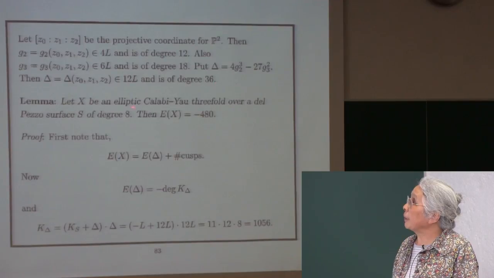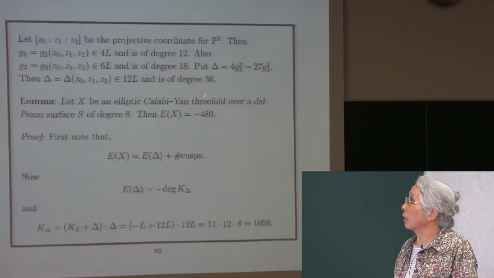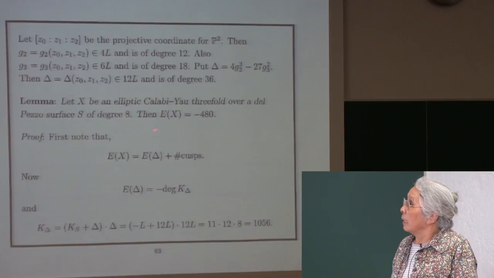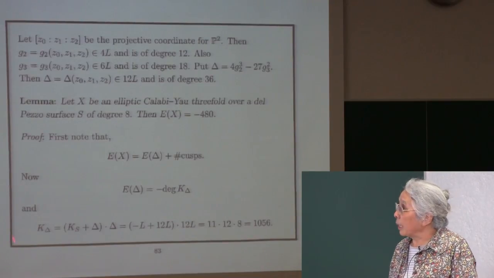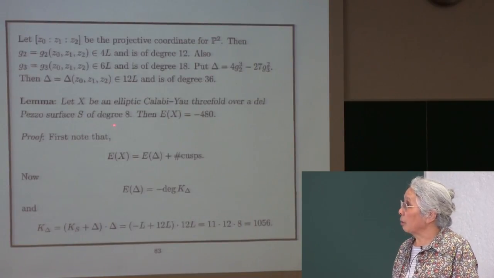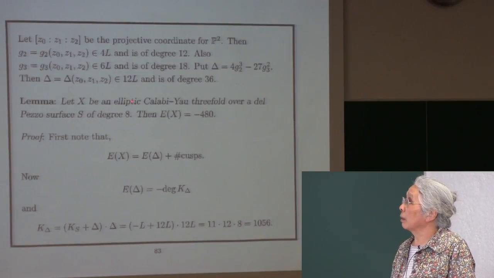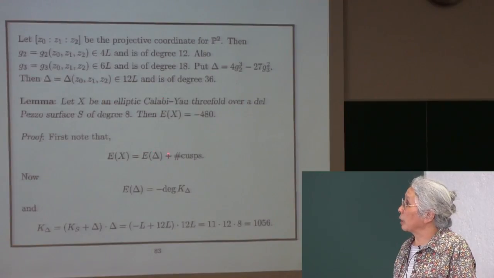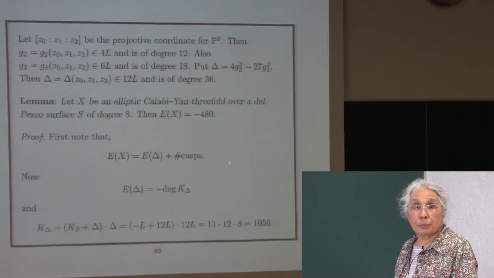Okay, so if you do this, X is an elliptic Calabi-Yau threefold over the del Pezzo surface of degree 8, and the Euler characteristic is minus 480. This proof was explained to me by Hirzebruch. First, the Euler characteristic of the Calabi-Yau can be computed from the Euler characteristic of the discriminant locus together with the cusps.